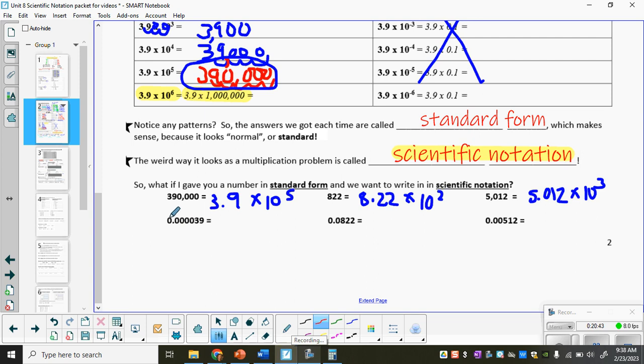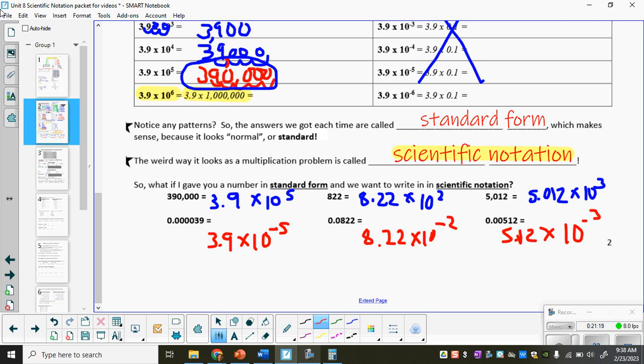Now for these, remember that shortcut, we see 1, 2, 3, 4, 5, and they're on the left-hand side. So this is a 3.9. This is the 1 times 10 to the negative fifth. Here we see the 822, but the 2 zeros are on the left. So this is going to be the 8.22 times 10 to the negative 2. And here we see the 512, the 5.12, and it was 1, 2, 3. So this is 5.12 times 10 to the negative 3.